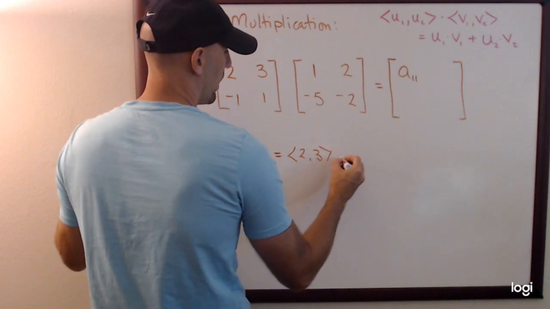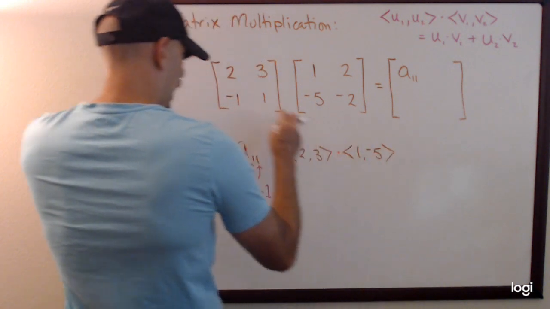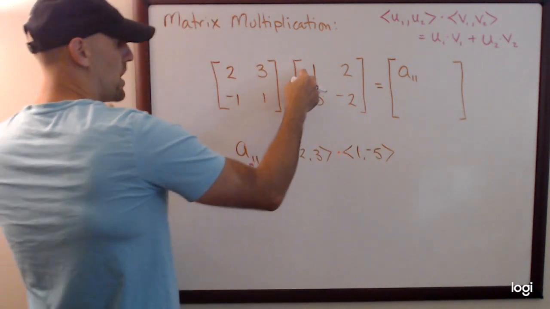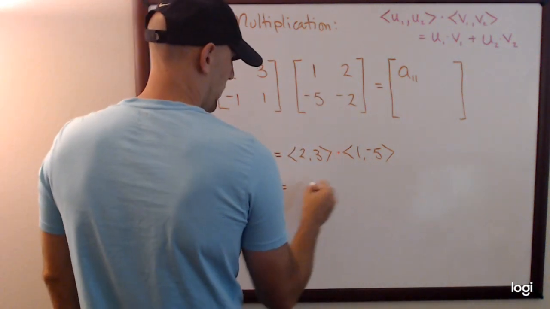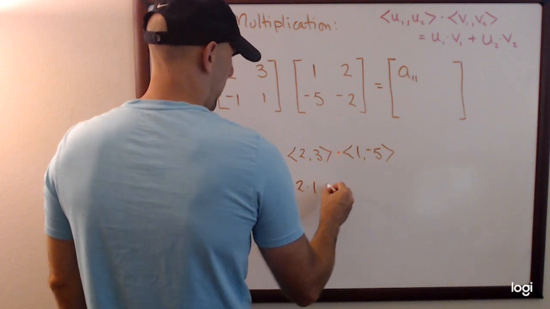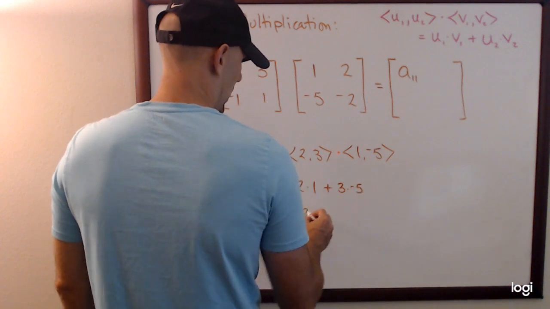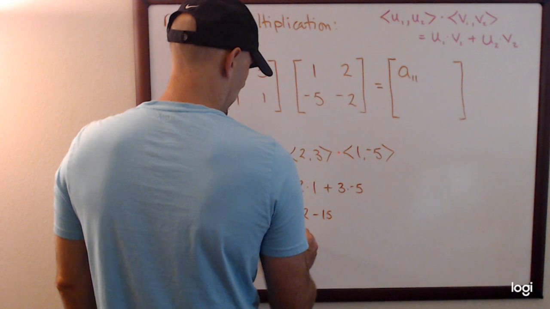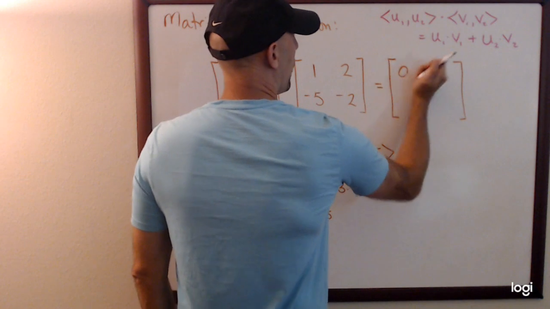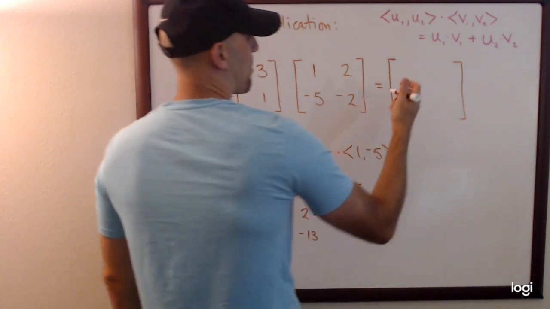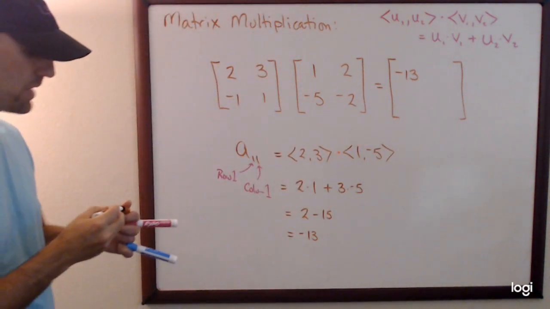So in this particular case, that would be the dot product of 2, 3, and 1, negative 5. Again, row 1, dot, column 1. Now, let's work that out. That's 2 times 1 plus 3 times negative 5. That's 2 minus 15, which gives me negative 13. And so the value for A11 in my product is negative 13. Does that make sense?